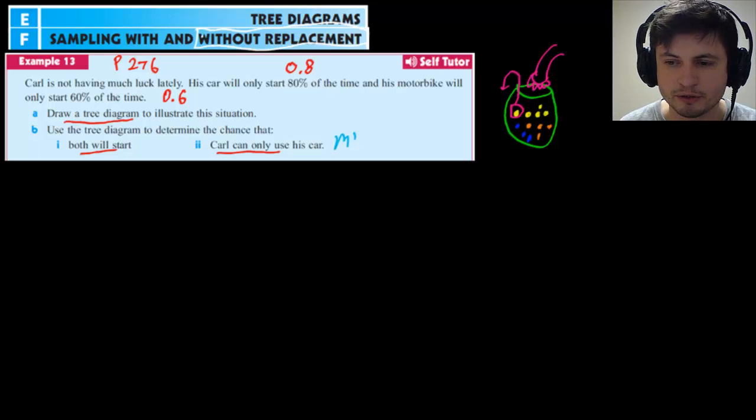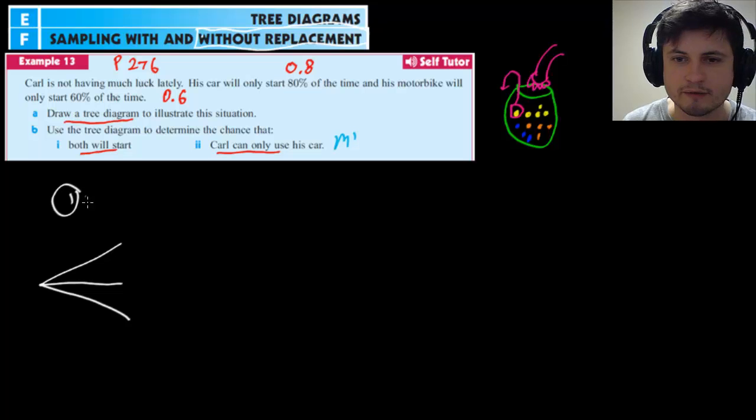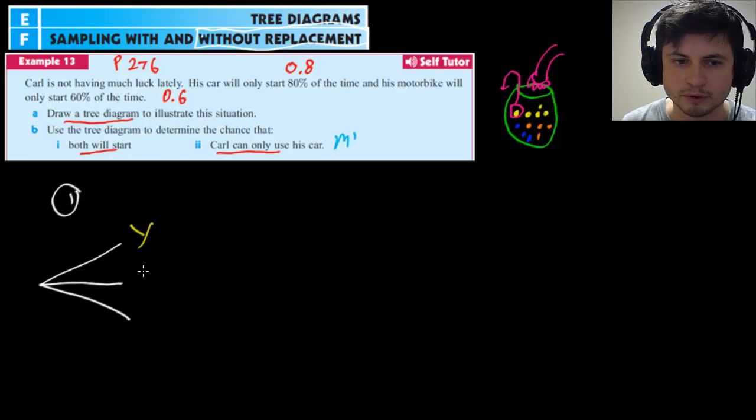So here, this is what it's going to look like. For our first event, we have 3 branches. I'm going to draw them right here. So branch number 1, branch number 2, branch number 3, and this is our first step. And we have 3 possibilities here: yellow, blue, and orange.